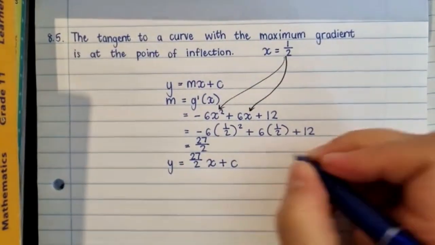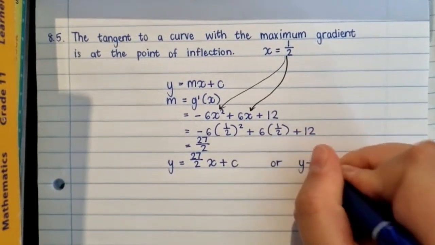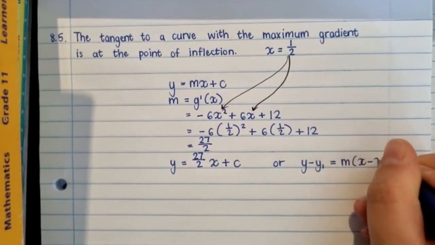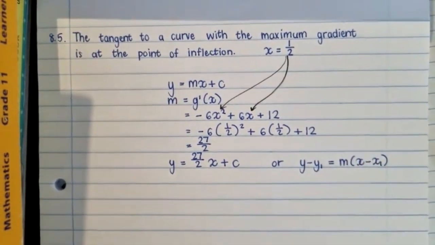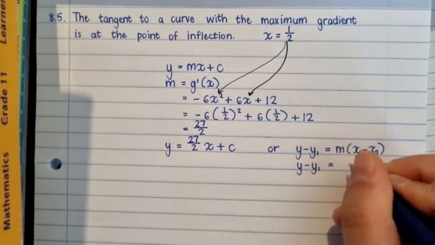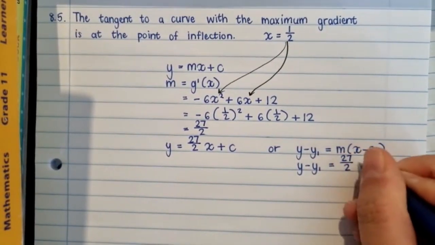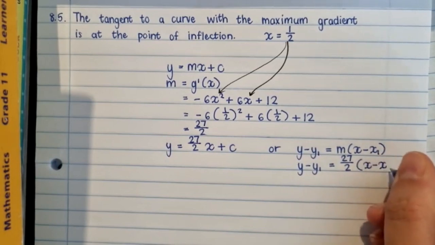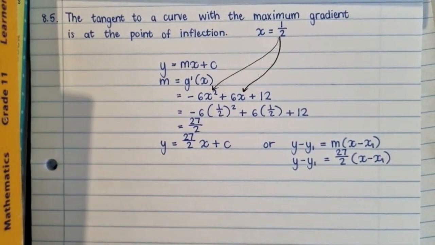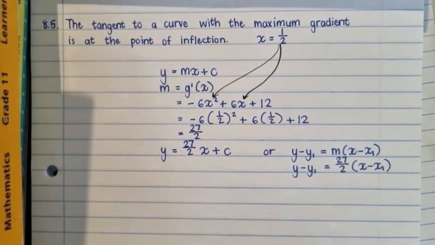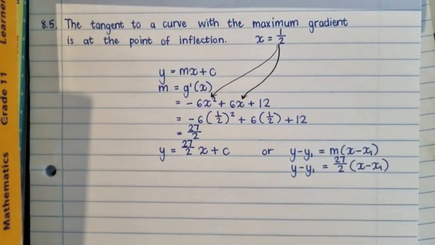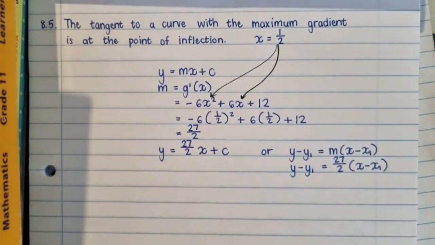Or, guys, there is a different way of finding a straight line equation. I don't know if you are familiar with this. y minus y1 is m times x minus x1. That is the other equation. And we know now that m, the gradient, is 27 over 2. Now, in order to get the actual equation, we need the point of contact. We know that the x value of the point of contact is a half.